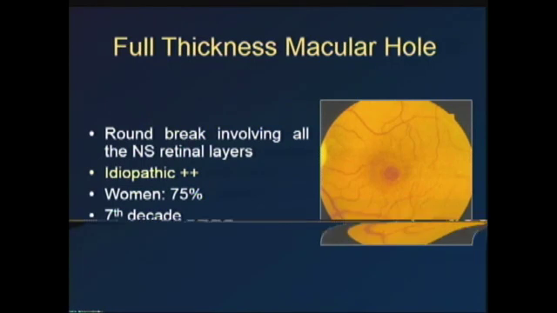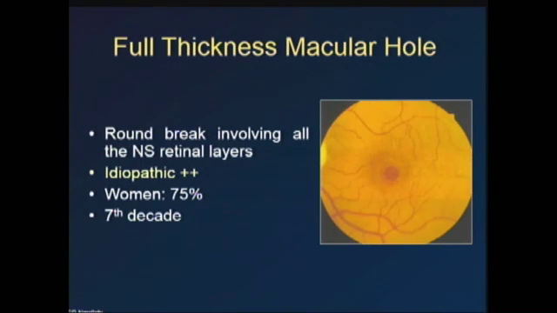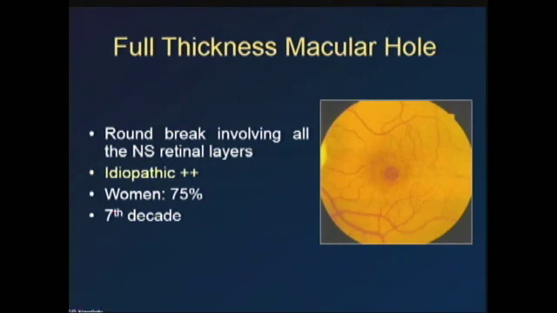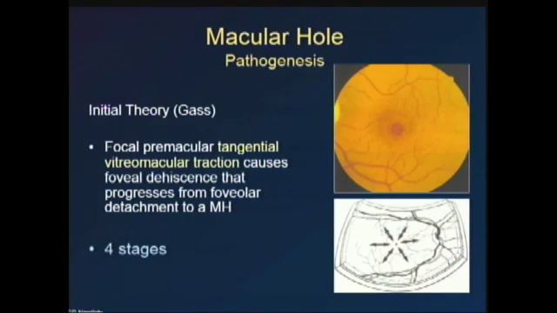Another pathology that happens because of vitreoretinal interface abnormalities is macular holes. And this you're going to see a lot of. So macular holes are full thickness neurosensitive retinal breaks at the level of the fovea. Most of the time they're idiopathic. They occur more often in women than in men, and usually in patients in their 60s.